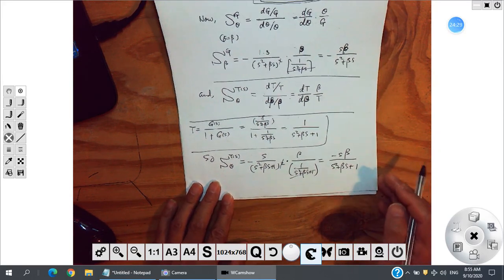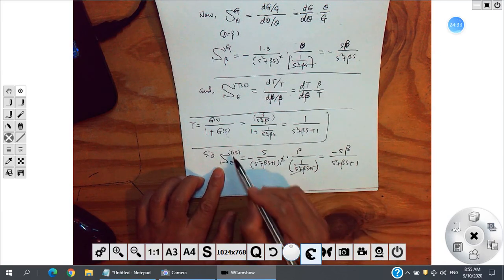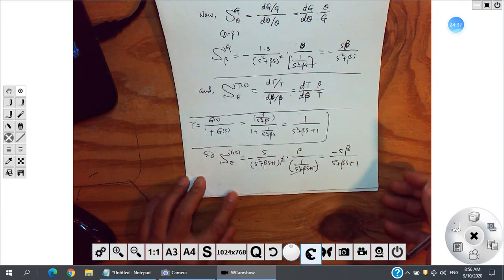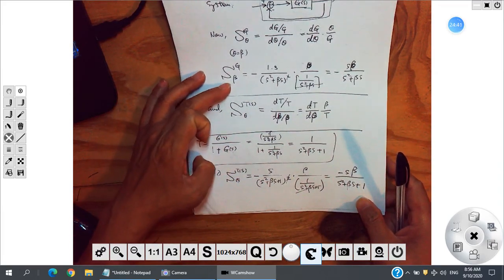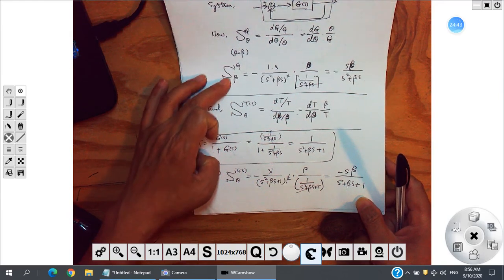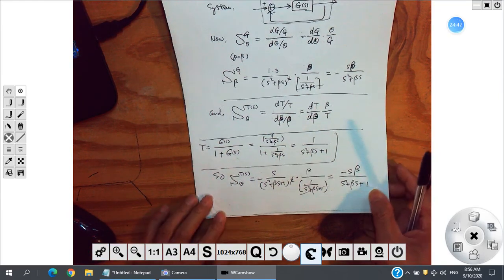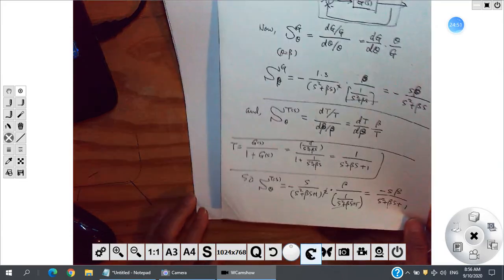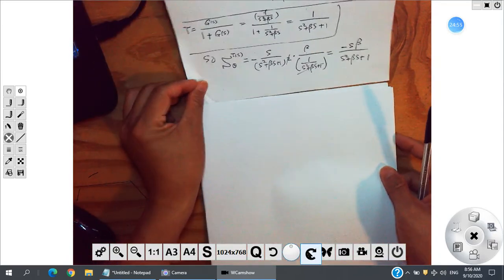Okay, so we know the sensitivity of T according to theta is this one. And if you want to compare these two, you compare the sensitivity of G with beta and the sensitivity of T with theta. Sorry, I confused myself. Theta and beta, same thing. All right. Compare.